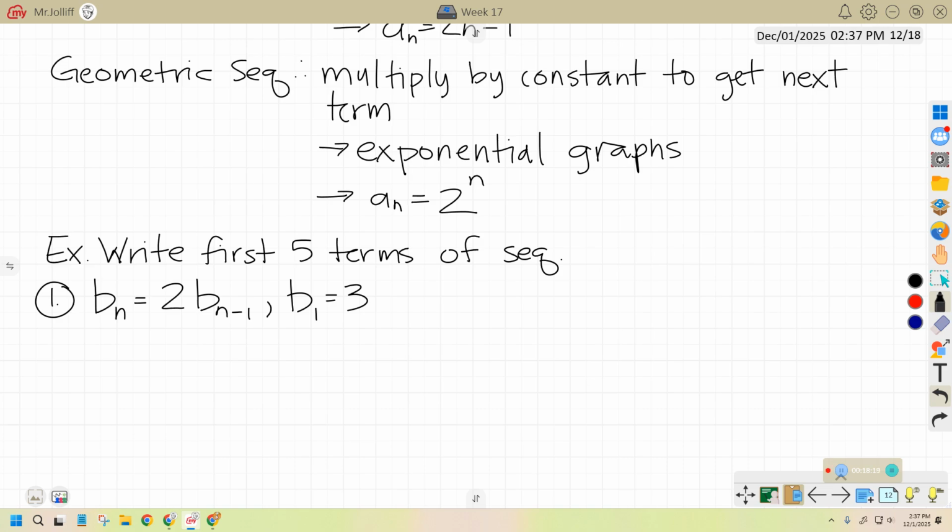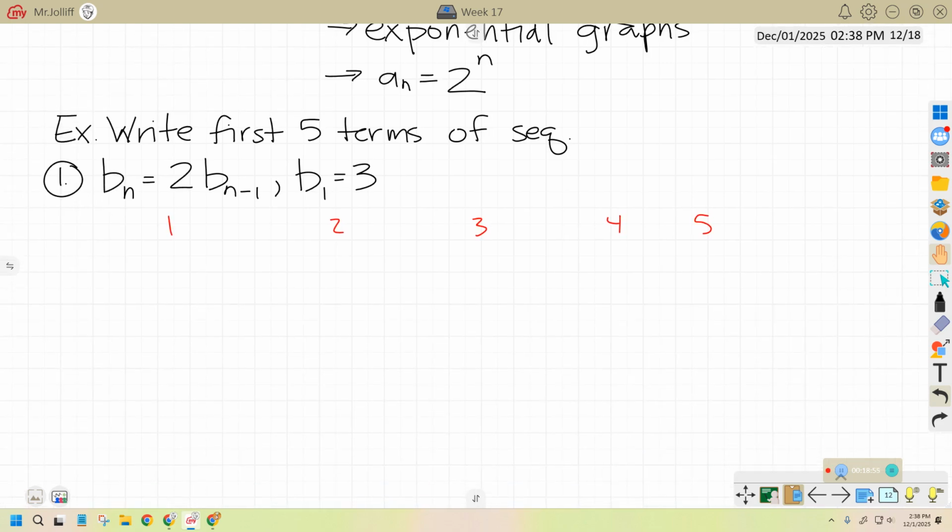All right, so we want to write the first 5 terms of the sequence defined by the formula Bn equals 2 times Bn minus 1, and B1 is equal to 3. So 5 terms: 1, 2, 3, 4, 5. We need to figure out how we're going to find them. We'll start with the easiest.